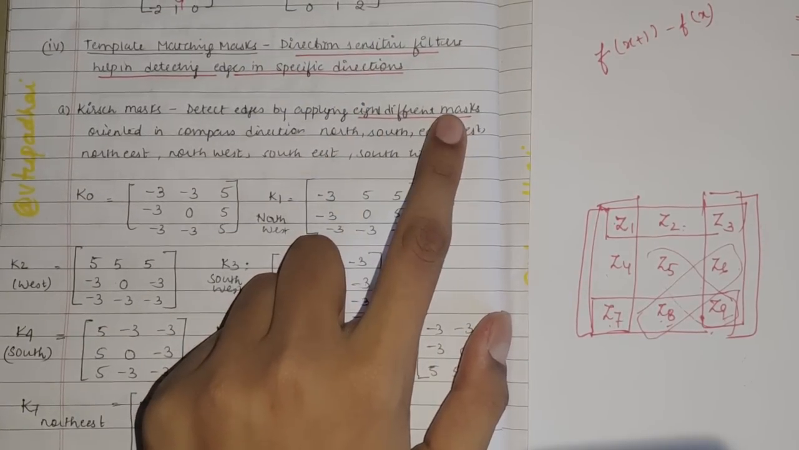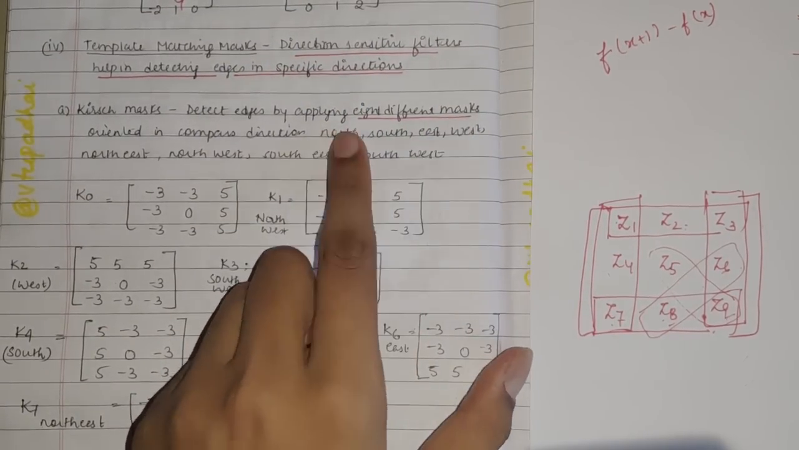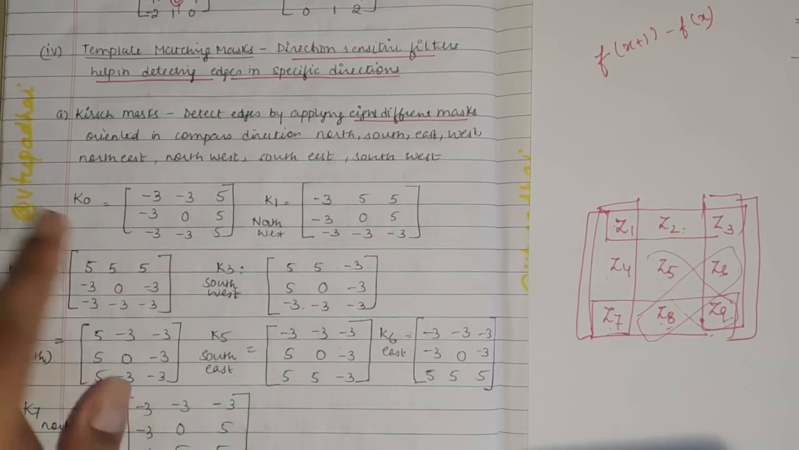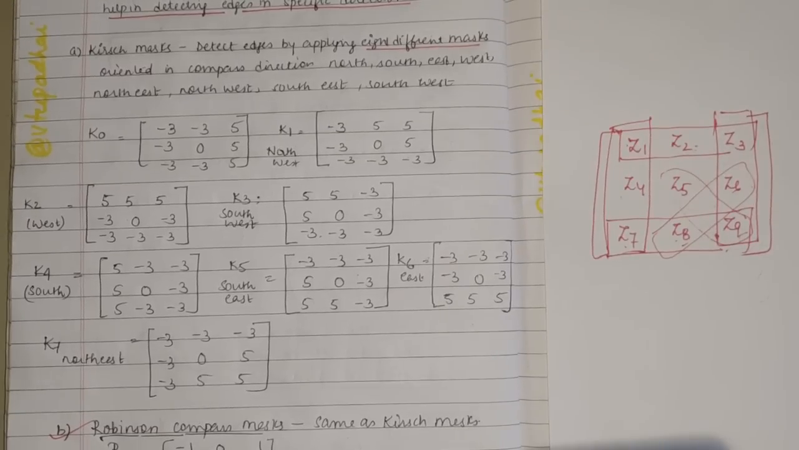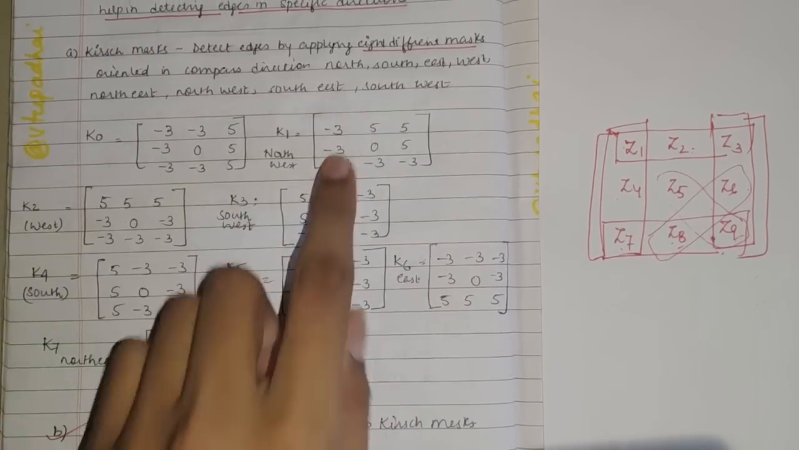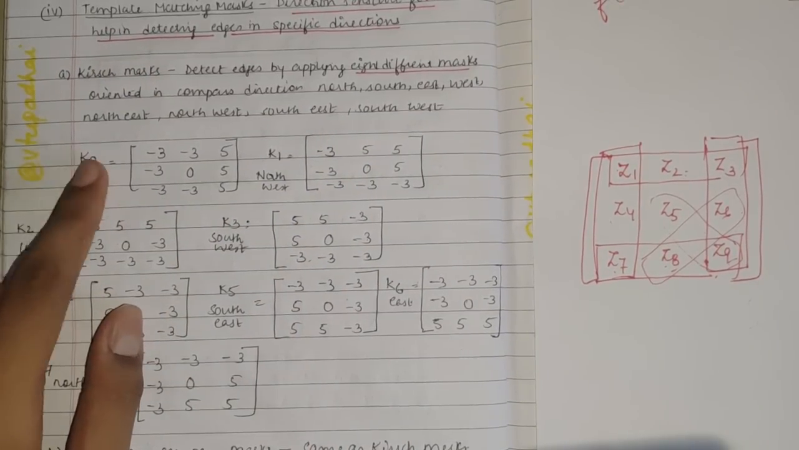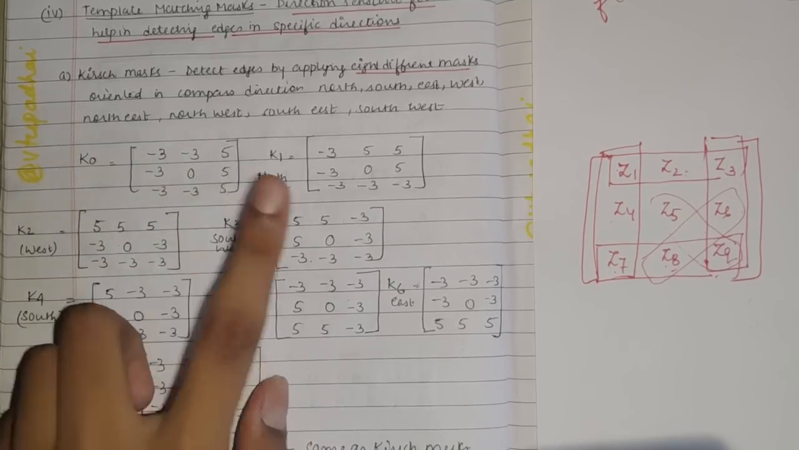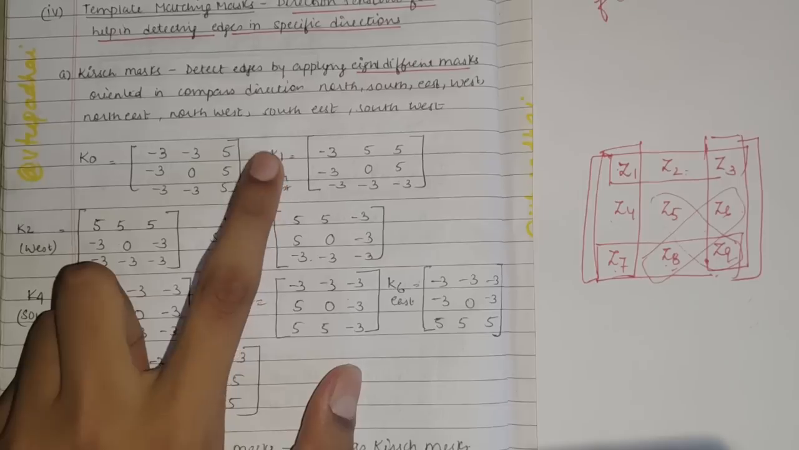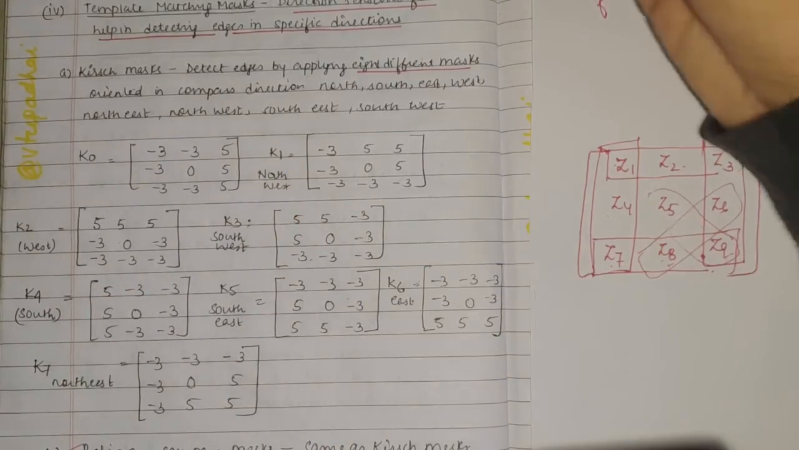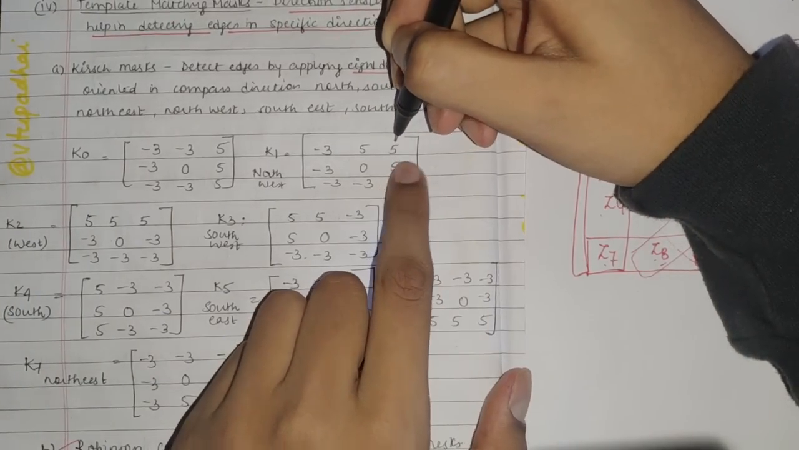8 different masks in the sense that, if we consider the compass directions, we have north, south, east, west, northeast, northwest, southwest and southeast. If I show you this entire matrix, we have 8 matrices which you have to remember to represent each direction. For example, this is my k0, the initial one: −3 −3 5, −3 0 5, −3 −3 5.